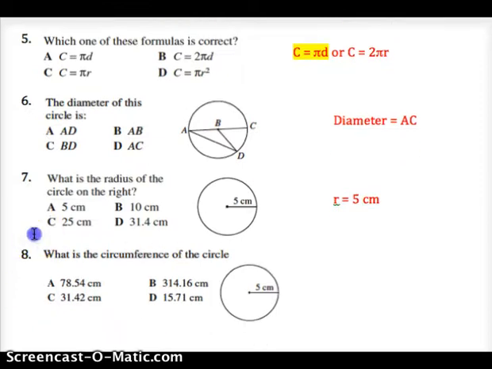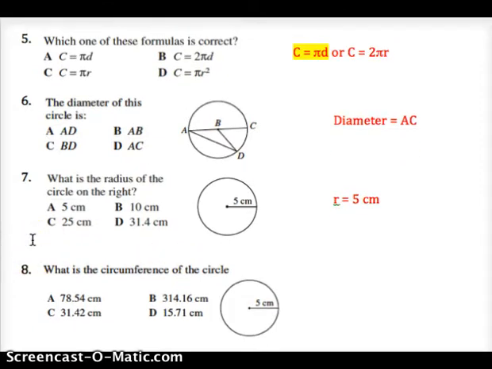Now, when you see the question and it says, what is the circumference of the circle? As soon as you see the word circumference, you should automatically think, well, what are my formulas for circumference of a circle? Now, there are actually 2 formulas for the circumference of a circle. The 2 formulas are circumference equals pi d or circumference equals 2 pi r. So you have to decide which of these 2 formulas you're going to use.